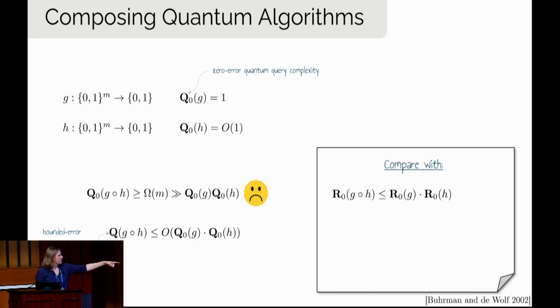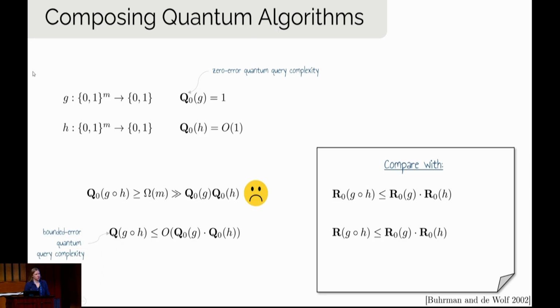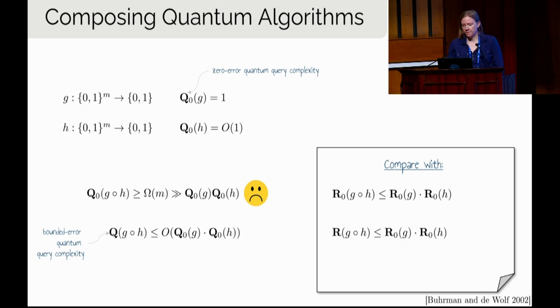This works roughly the same as in the randomized world. This randomized statement is just a weaker statement of this, so of course it holds. So if you have zero-error quantum algorithms and you want to compose them, you can get a bounded error quantum algorithm, and that's no problem. So I think, if anything, the reason that this fails for zero-error algorithms is really because zero-error is not really the right model for quantum computation.